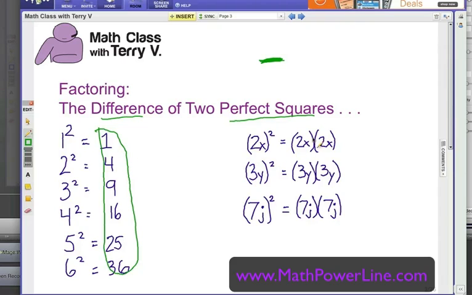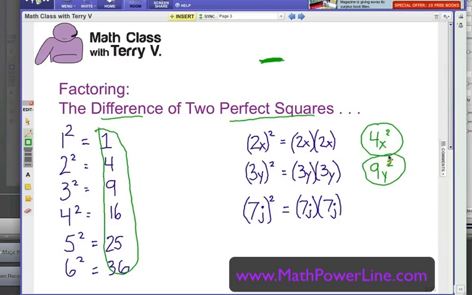Notice that also you can do this with algebraic expressions. If I want to square 2x, that's a 2x times another 2x. That actually is 4x squared. You square the 2 and you square the x at the same time. That's a perfect square. You can take the square root of each part. 3y times 3y is 3y quantity squared, and that, of course, is 9y squared. Again, that's an example of a perfect square in algebra.